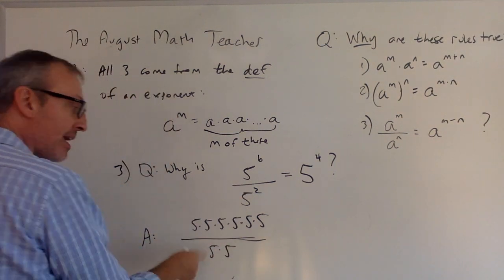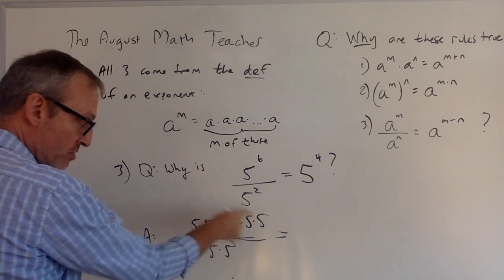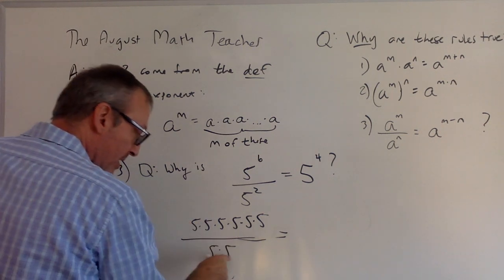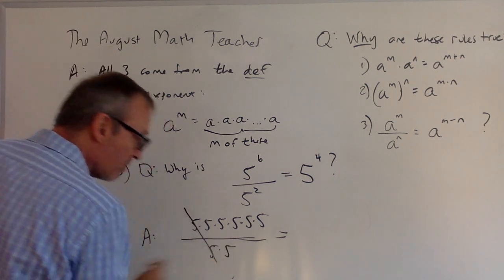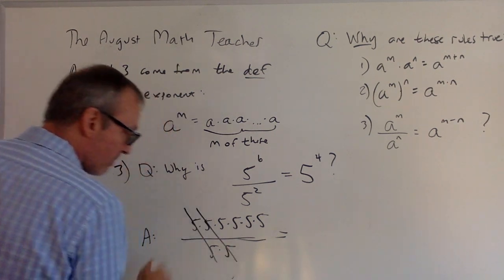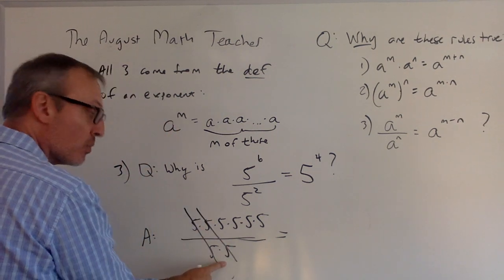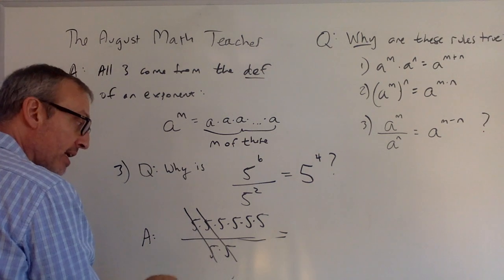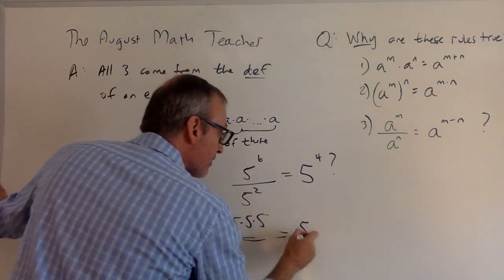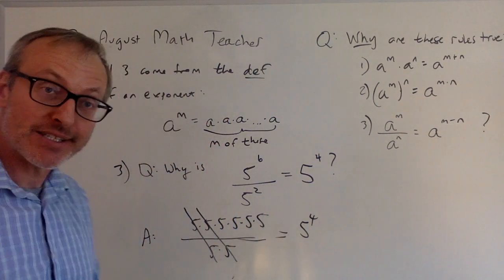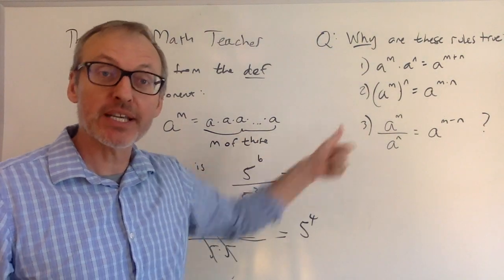5 to the 2nd. And notice what you can do when you have multiplication on the top and the bottom, and you're dividing, these two cancel. These two cancel. 5 over 5 is 1. 5 over 5 is 1. This is really 1 times 4 fives. It's 5 to the 4th. That's the reason why this rule works, because of the cancellation.